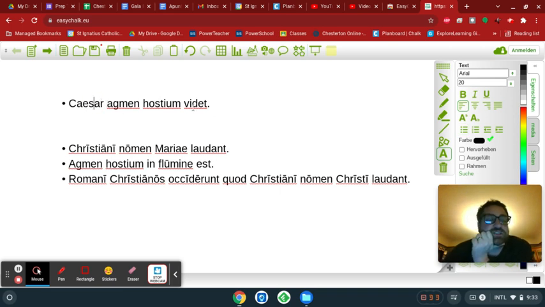So Caesar sees and what is agmen again? Agmen is a line or a column of soldiers. So Caesar sees the column. Now, agmen sort of looks like it's a nominative, but agmen was one of our recent words, and it's a third declension neuter, which means the accusative is going to be exactly the same. So this is actually an accusative word, even though it looks nominative. Okay? Caesar sees the column and then hostium of soldiers. Or sorry, of enemies. The column of enemies.